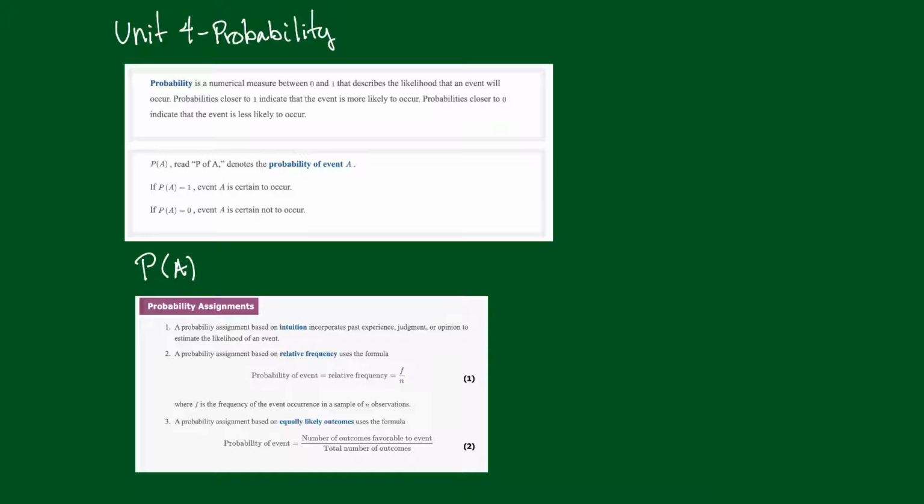And here are 3 ways to make probability assignments. That means to assign a probability to some event. First of all, you could just do it by intuition. That just means your past experience. You pick a number based on your past experience, your judgment, and your opinion.